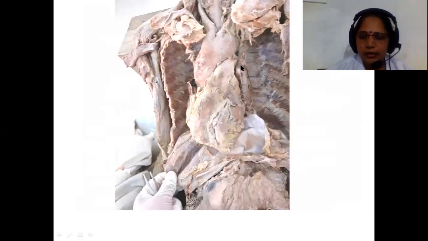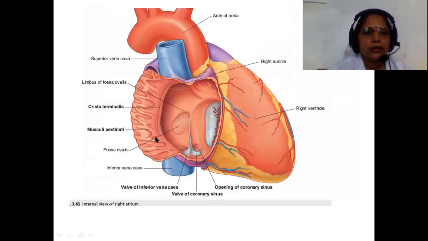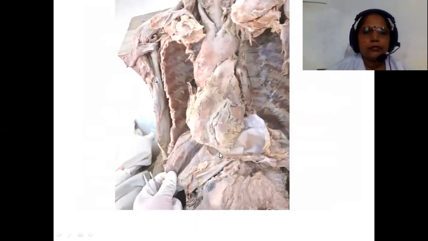This is the interior structure of the heart. This is the interior view of the right atrium, and this is the interior view of the right ventricle. So this is a dissected heart. What we have dissected, that part I'm showing you. So here you can see very clearly.